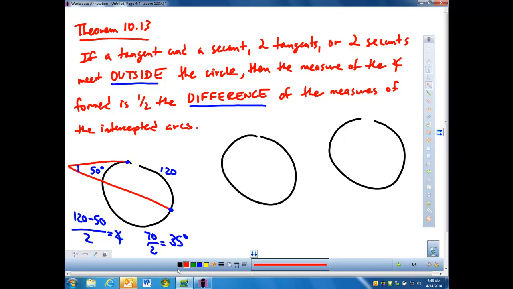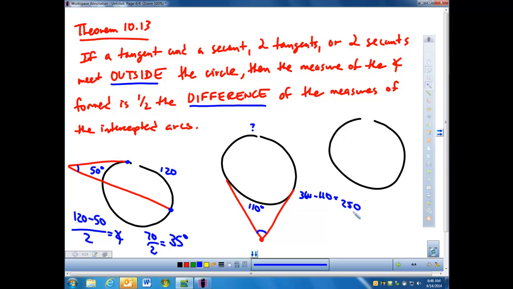Alright, what if I have two tangents now? Two tangents. Now, a picture like this, I might not give you a lot of information because there's only two arcs in the problem. There's the bottom arc and there's the big arc. And we know that the two arcs have to add up to 360. So I might only give you one piece of information in this problem, something like this. Because if you know that that arc is 110, then obviously the other arc is the leftover part out of 360. So the big arc is 250.